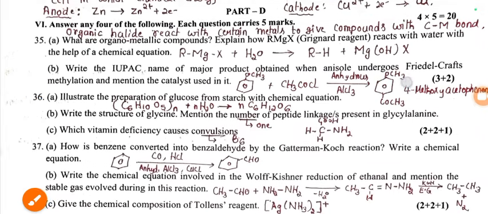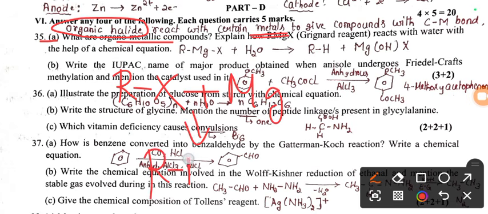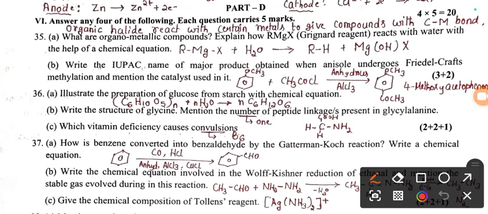Now come to part D, organic chemistry. First question 35A. What are organometallic compounds? Organometallic compounds are the compounds in which organic halides RX react with certain metals like magnesium to form organometallic compounds. For example, Grignard reagent. Here you can find carbon metal bond formation takes place, and the question follows. It says how Grignard reagent reacts with water. Grignard reagent reacts with water to form alkanes.